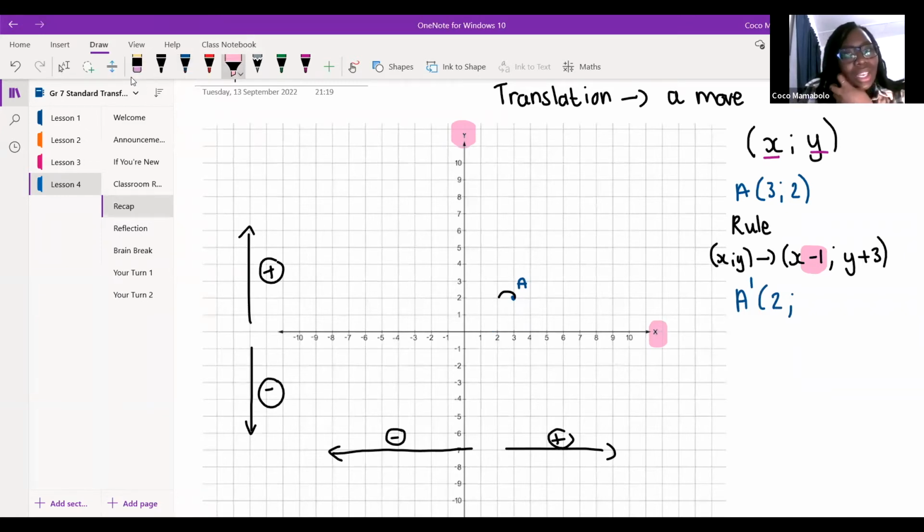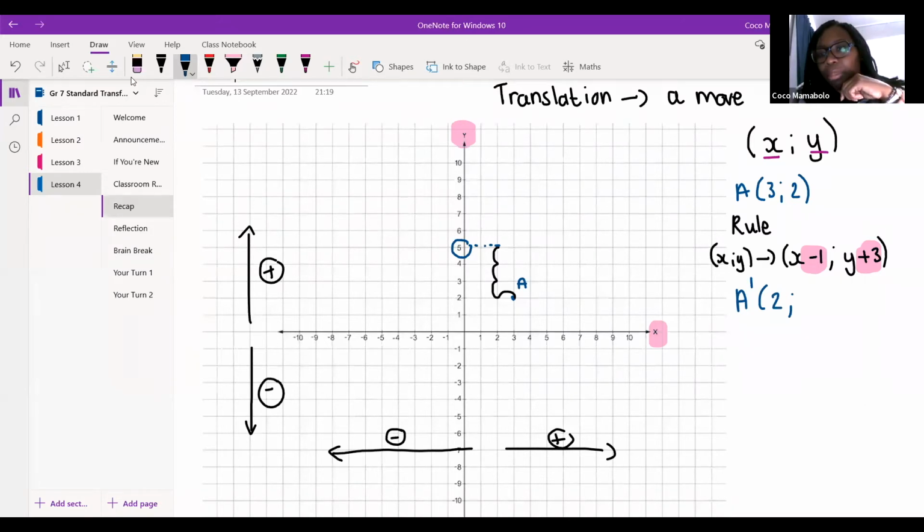Okay, and what does this tell me? What does this Y plus 3 tell me? Where am I moving, guys? Good, Bonolo. I'm moving up. How many times am I moving up, guys? 3 times. Good. So we're going to count from here. 1, 2, 3. What is my new Y coordinate? Good. It's 5.